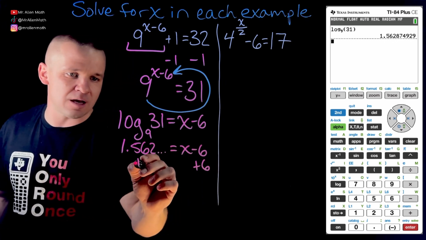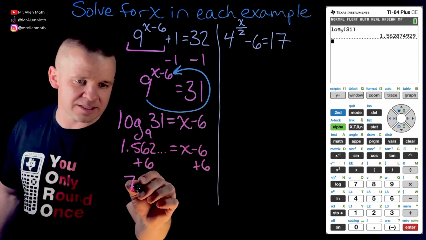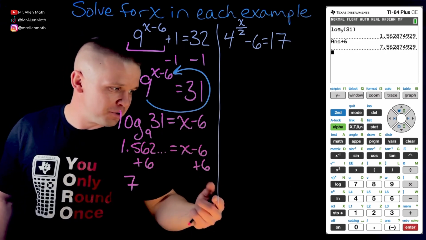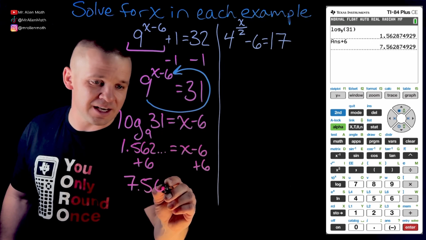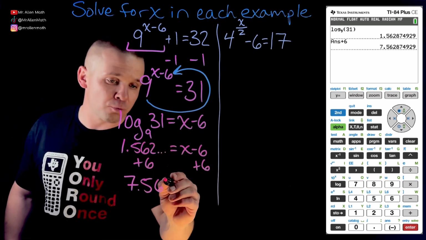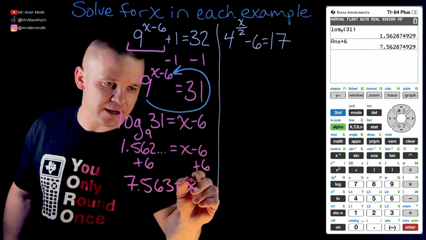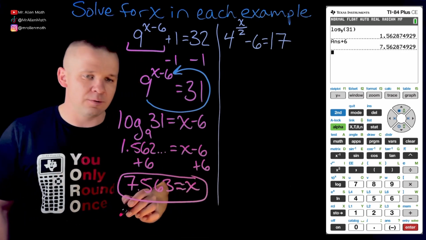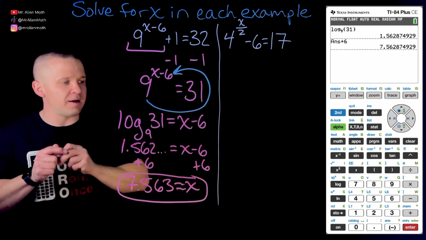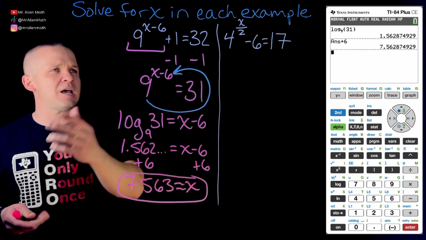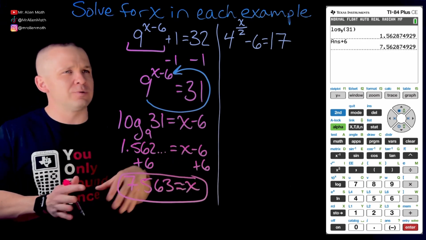I'll add 6 on both sides, and I'll get 7.56. Now I'm going to round, since I'm at the end of the problem. 7.563 equals x, and that's squiggly equals because it is rounded at this point. There we go. 7.563 is my final answer to 3 decimal places. It didn't say, but I just chose to do 3. It's commonplace when dealing with exponents.